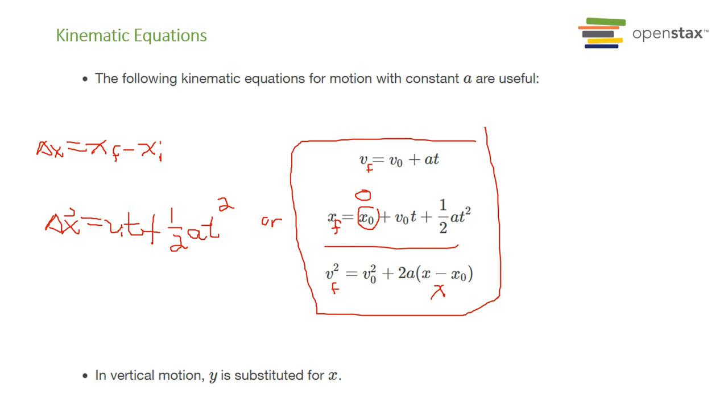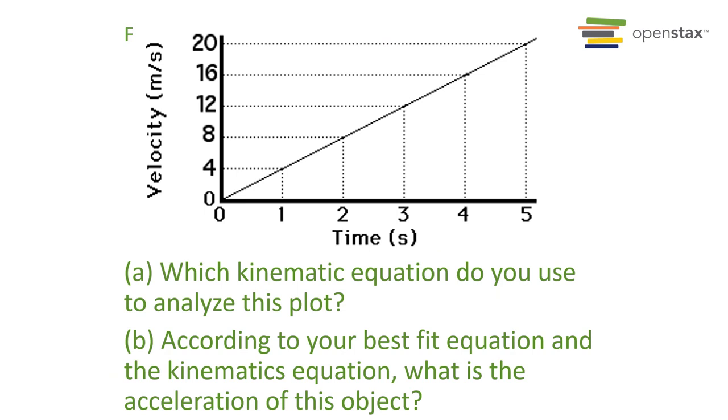Right, now that we have all three of our kinematics equations and our definitions, we can move on to some examples. In this question, we have a plot of velocity against time. Here we're interested in looking at the three kinematics equations and which one we would use. Well, first, we register it as a line. Second, we register that the equation of a line is y equals mx plus b. Now remember what all that means.